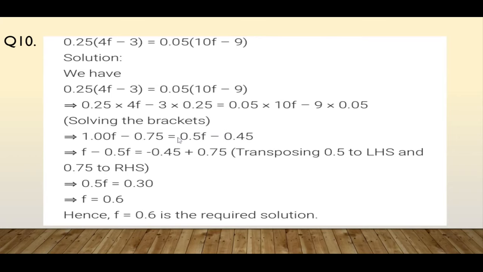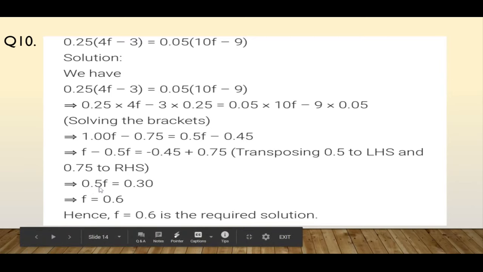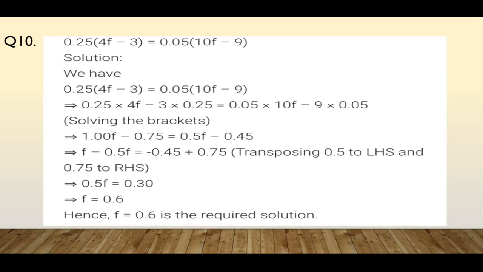Now, you transpose the variables on one side and the constants on the other side. If you solve this, in the last step, 0.5, which is being multiplied with f, will be divided in the RHS. So basically, it will be 3 upon 5, which will give the result as 0.6. So please multiply and divide decimals very carefully.